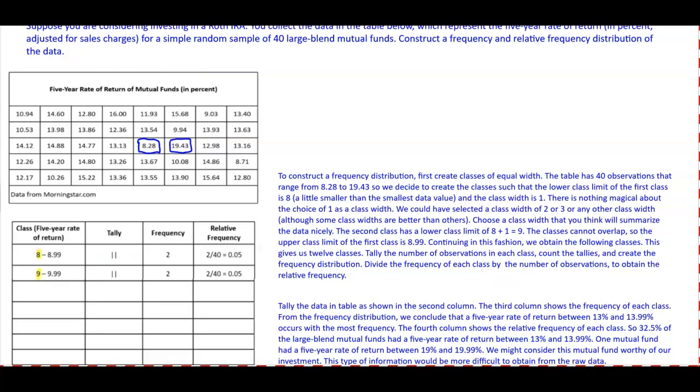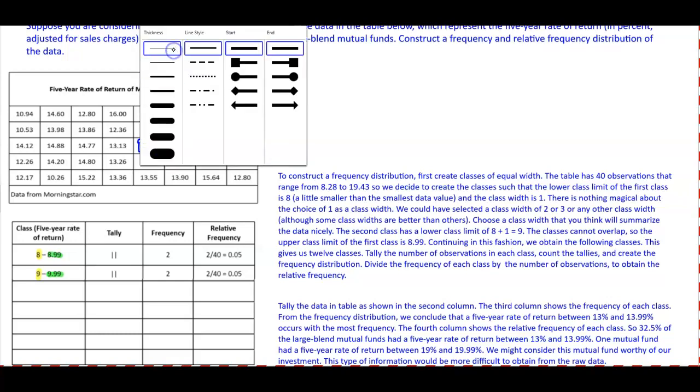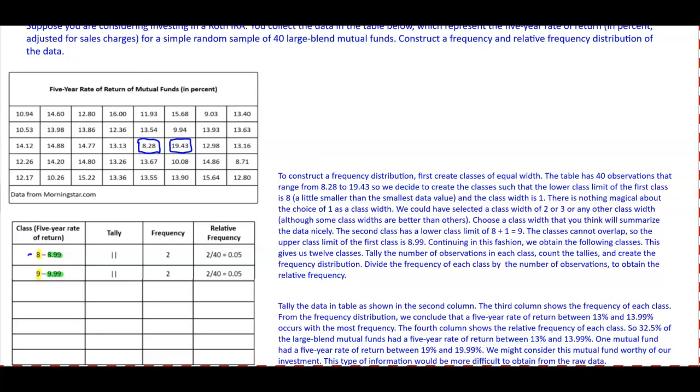Okay, and then what we're going to do is, again, here is the lower class limit, and now we're going to make the upper limit 8.99, since that's real close to the lower class limit of 9. And then the next lower class limit is going to be 9.9. I want you to notice that there's a difference between the lower class limits. So 9 minus 8 is 1, right? And then 9.99 minus 8.9 is also 1. So the class width is going to be 1.